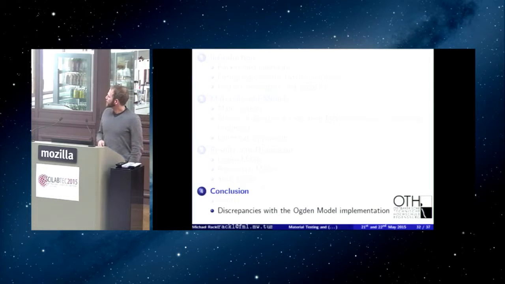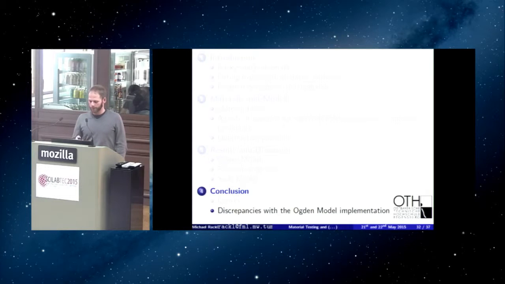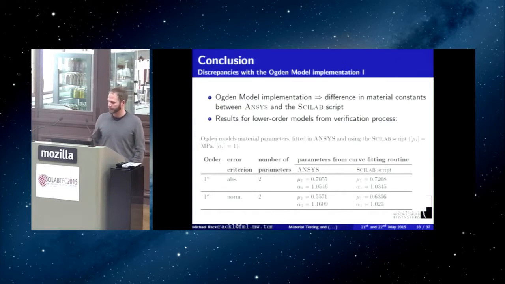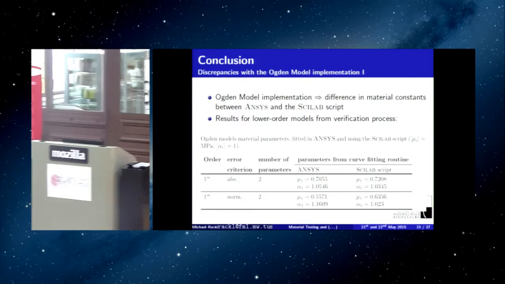Well, but what happened to the Ogden model? You saw that the parameters didn't really fit. So, of course, we had a closer look at what's going on. Now, we saw the differences. What I didn't show you were results for lower order Ogden models. Now, here is one result. So, what do you see? Well, you can see that we compared a simple first order model, which consists of 2 parameters, and they're close.